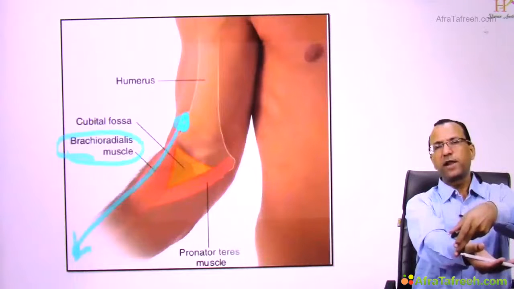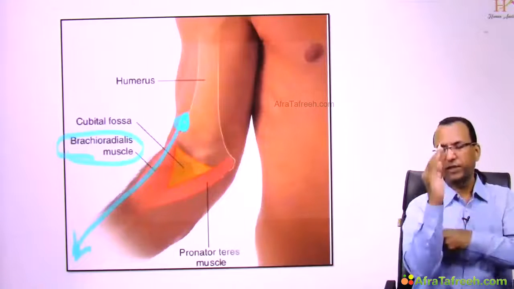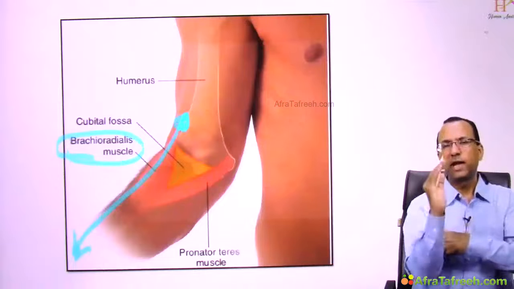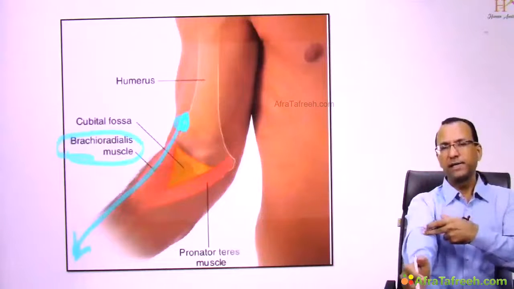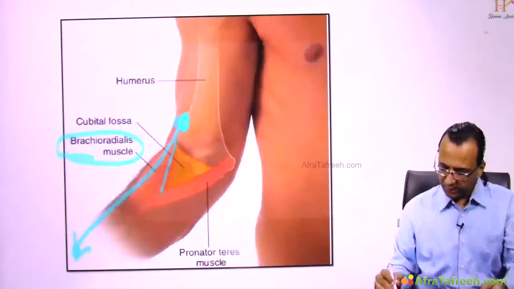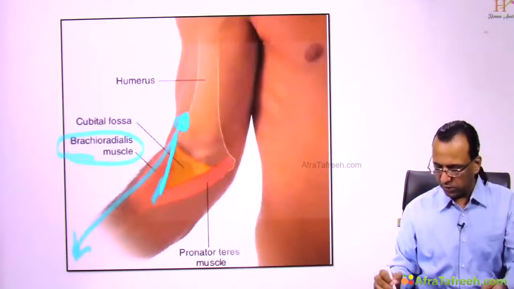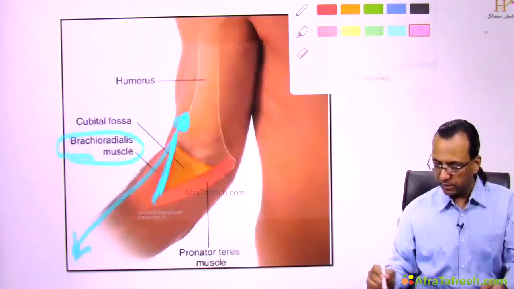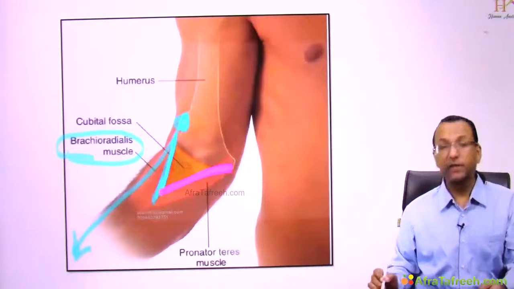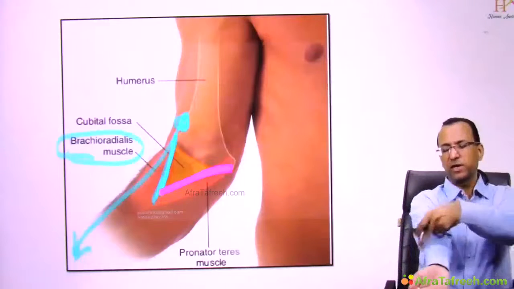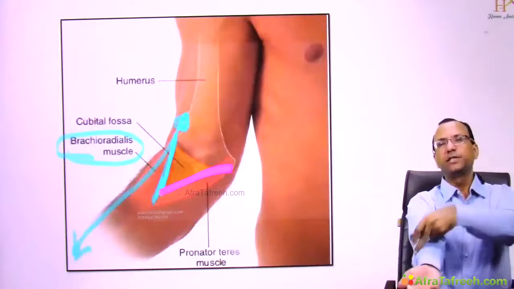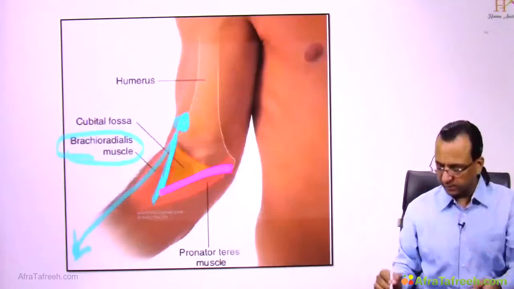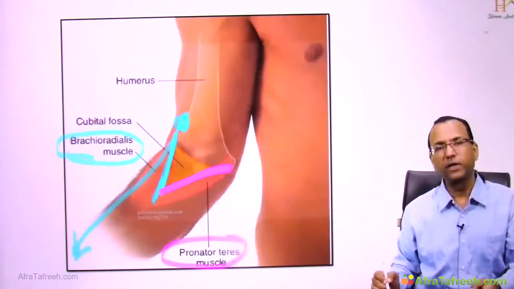It is brachioradialis. It is for elbow flexion in mid-prone position. And what is it doing here? Here it is forming the lateral boundary of the cubital fossa. So you're telling that it is forming the lateral boundary. Then who is forming the medial boundary of the cubital fossa? It is a muscle which came from here to here, the pronator teres muscle. So pronator teres muscle is the medial boundary of the cubital fossa.